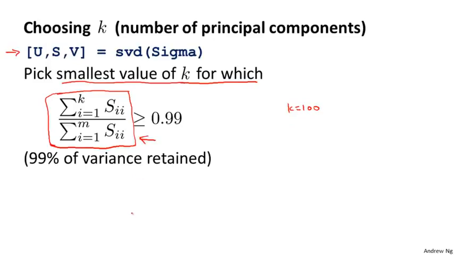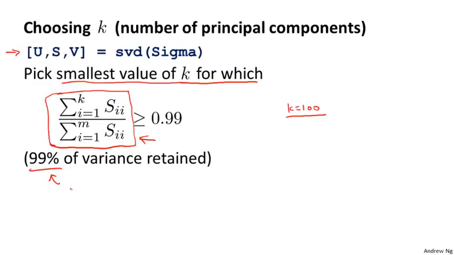If you report that number, then people who are familiar with PCA can use it to get a good understanding of how well your 100-dimensional representation is approximating your original data set, because 99% of variance retained is really a measure of your squared reconstruction error, that ratio being at most 0.01. It gives people a good intuitive sense of whether your implementation of PCA is finding a good approximation of your original dataset.